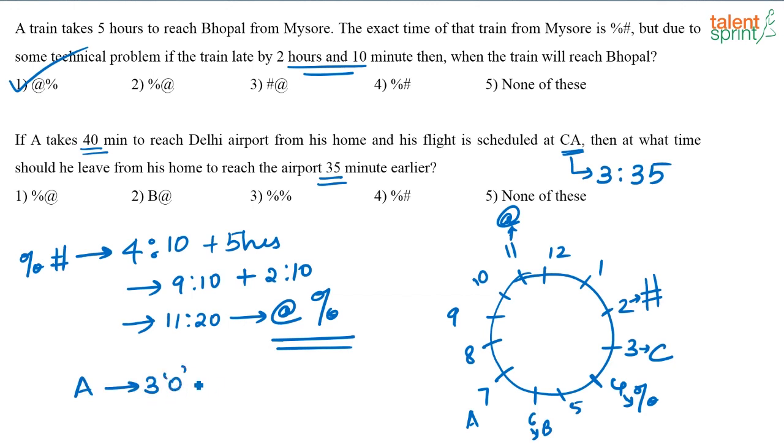So if A has to reach the airport at 3 o'clock, when should he leave? He should leave 40 minutes earlier than 3 o'clock, at 2:20. Correct? So if he leaves only at 2:20, he will reach the airport at 3 o'clock, which is 35 minutes before the flight. So what time should he leave the house? 2:20 in terms of the symbols: 2 is hash, and 20 is again 4, so percentage. So hash percentage will be your answer. Is that there in the options? It's not there. So your answer will be none of these.